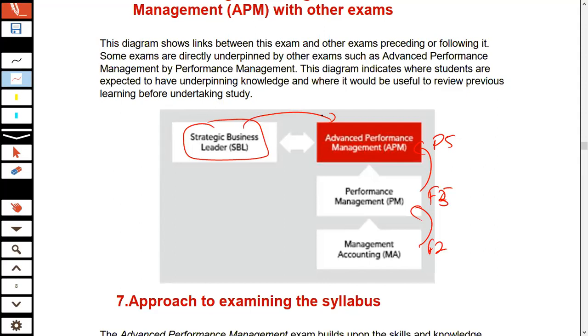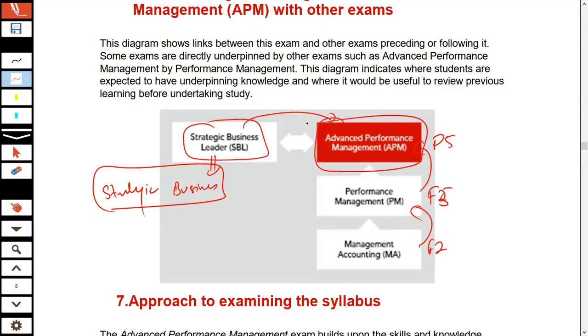Let's try to understand. When we talk about this strategic business leader, we discussed how you manage the strategic aspects of a business. A lot of those strategic aspects are covered in here also. Why? Because it's ultimately achieving the objective, the goal of the business. And that means you need to have a strategic perspective. That is something you would have to keep in mind.